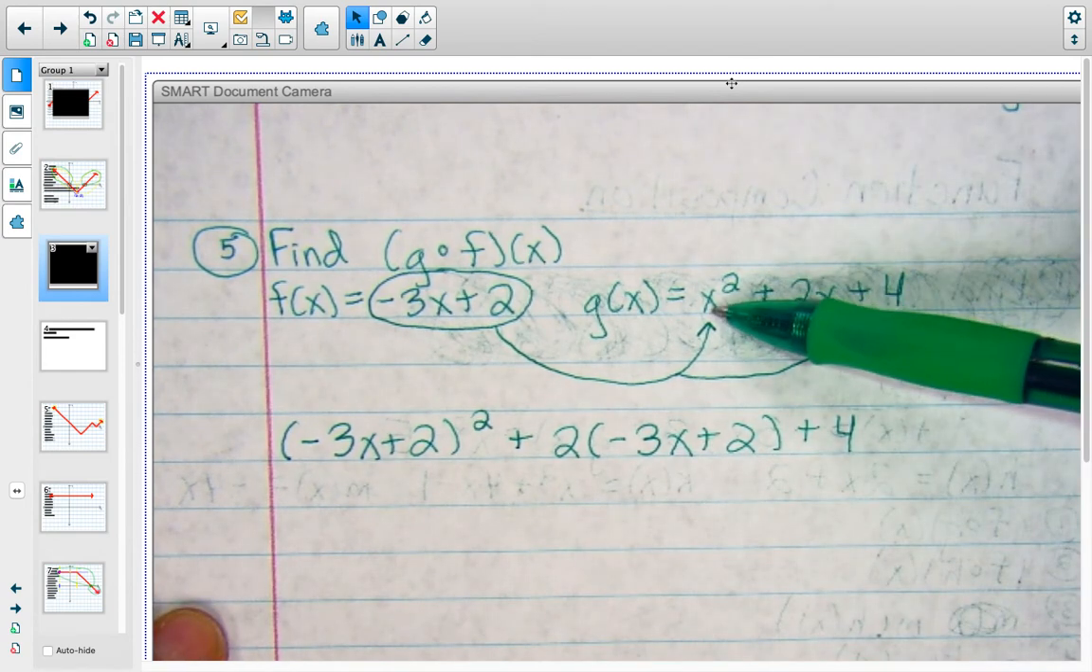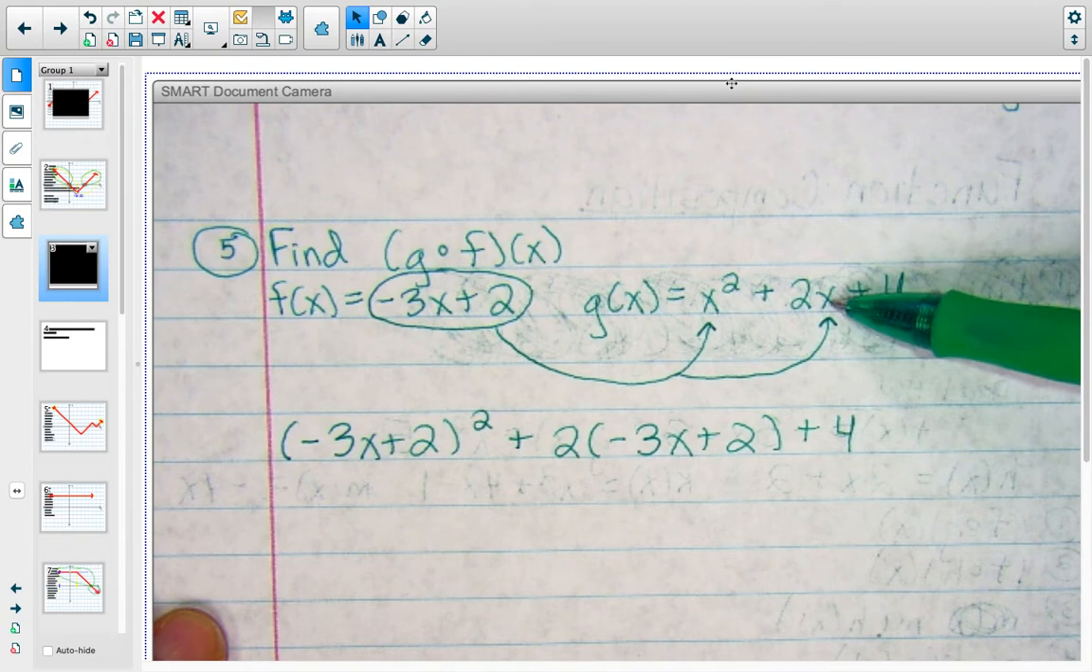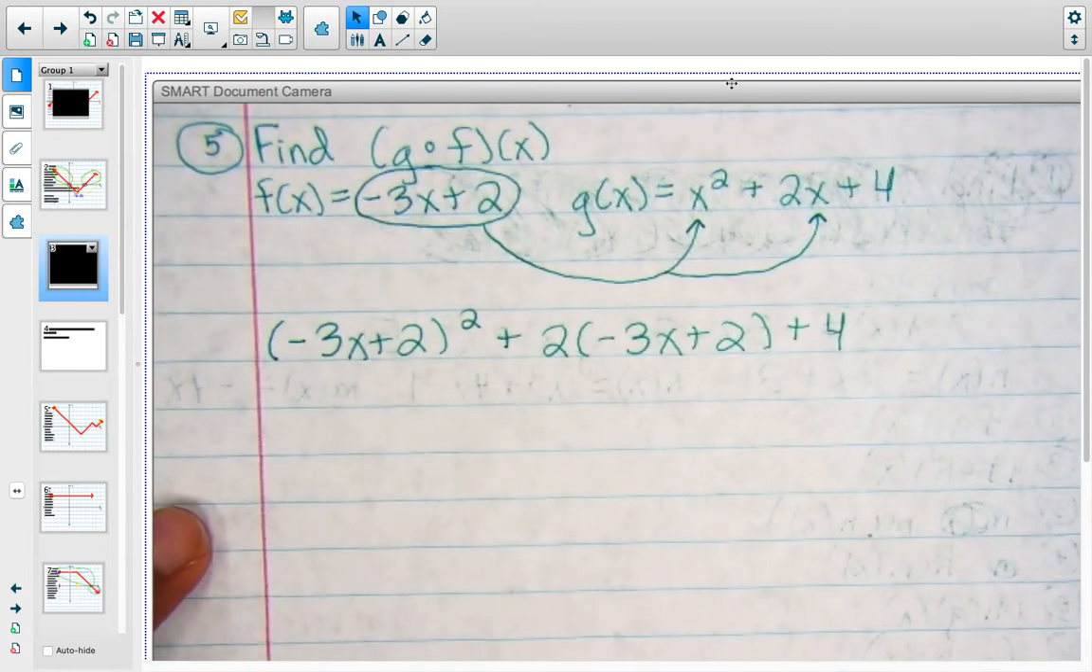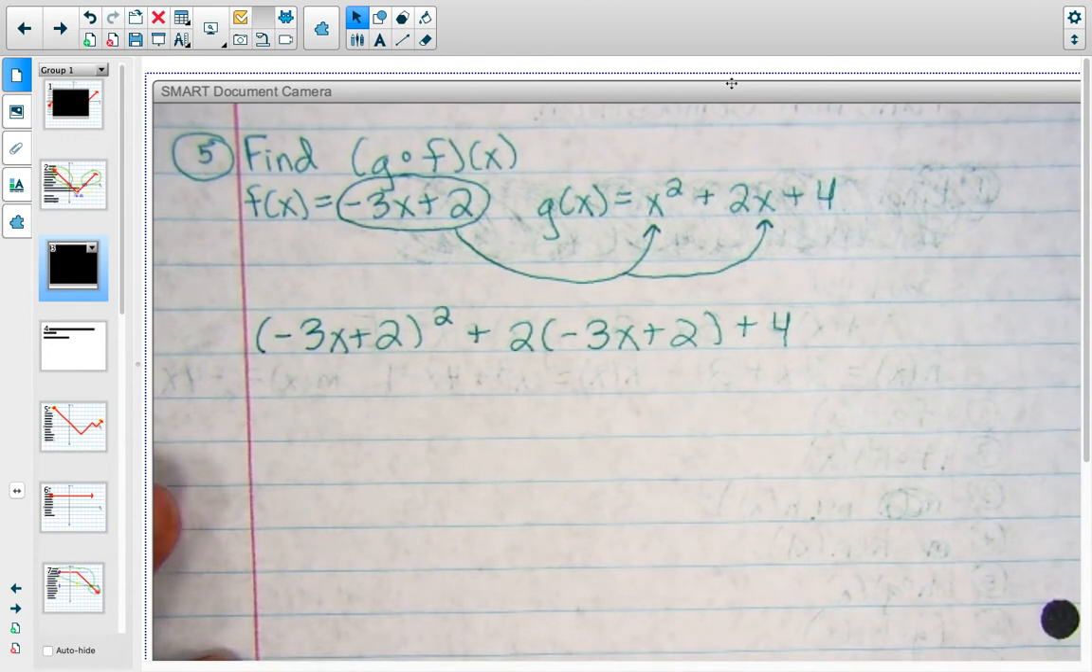I got rid of the variable. I replaced it with negative 3x plus 2, but I still have to square it. Kept the plus sign, kept the 2, plugged in negative 3x plus 2, and then added 4 to it. A good habit to do is just to go ahead and put parentheses around whatever you're making a substitution around. That way you know that you made a substitution.